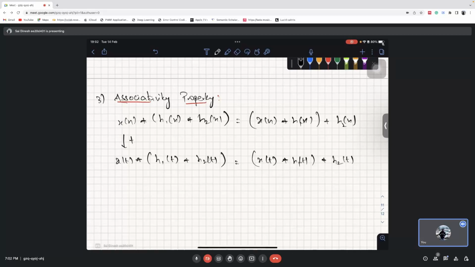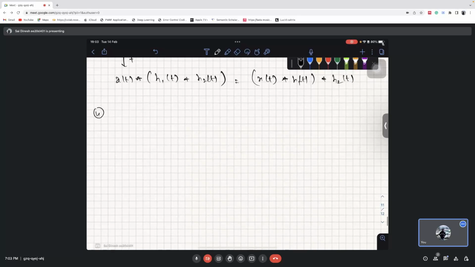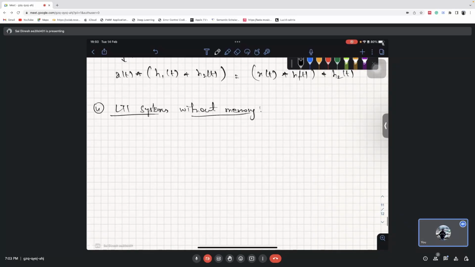So these are the three basic properties of LTI systems: commutativity, distributivity, and associativity. Next we talk about LTI systems without memory.